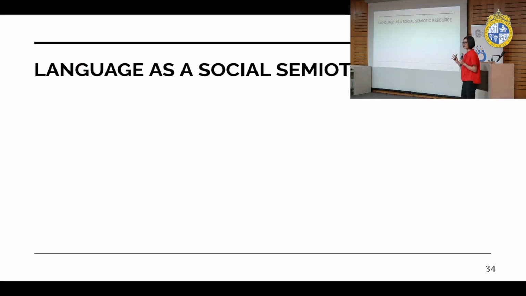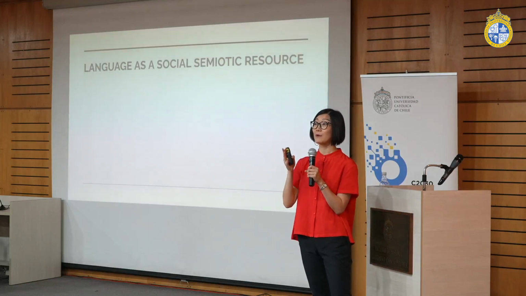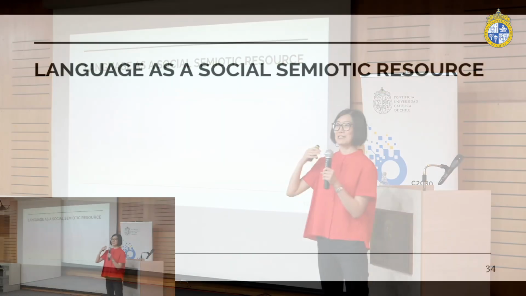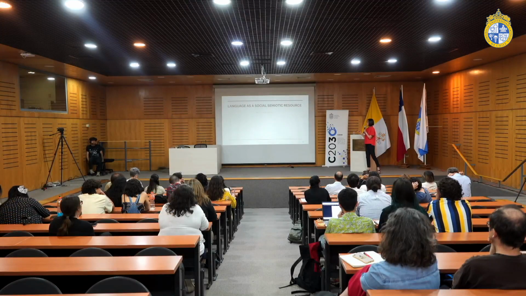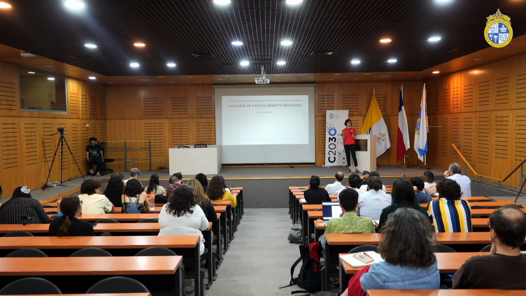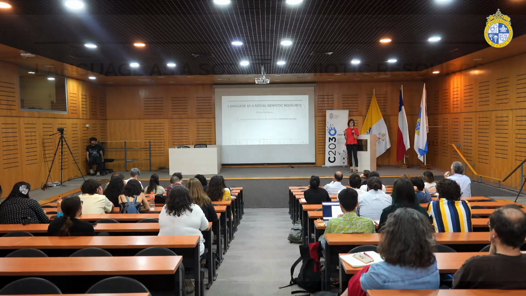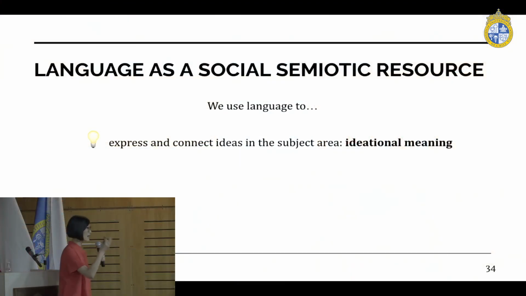Okay, so from here onward, I'm going to focus a bit more on language, right? Because that's the focus of my own research, right, in the past several years. All right, so language is a kind of social semiotic resource, right? And when talking about social semiotic resource, of course, we also have our underlying organizing principles, right? So one important principle of language is to look at what are the communicative functions of language. So we use language to, firstly, express and connect ideas in the subject area, right? That's the factual knowledge, the knowledge that you have in your subject area, right?